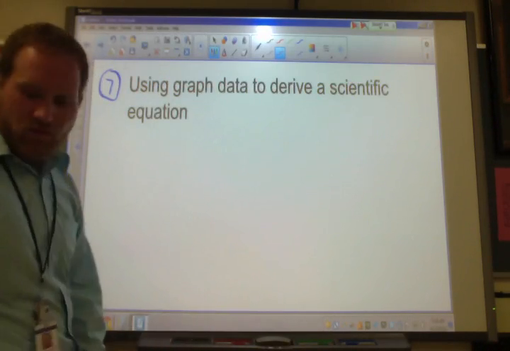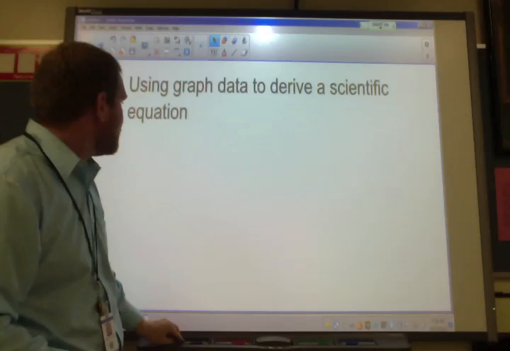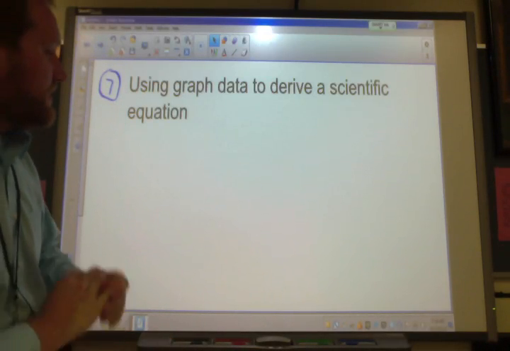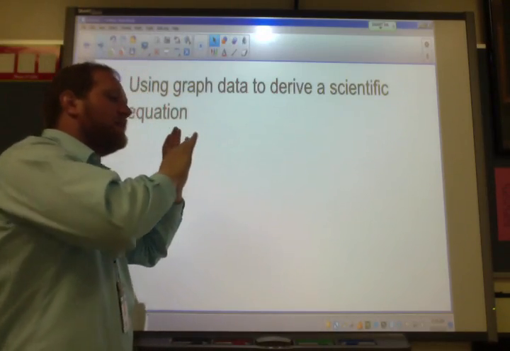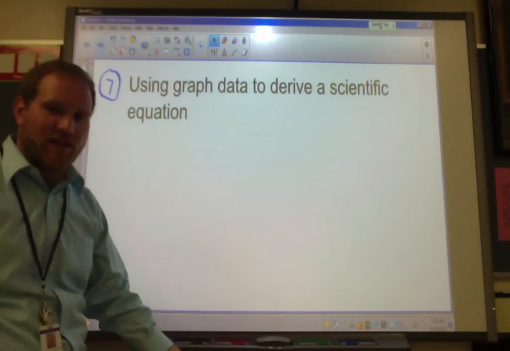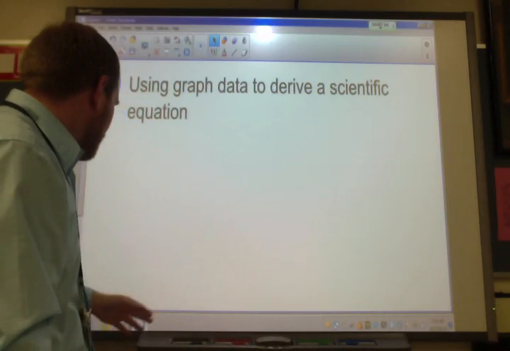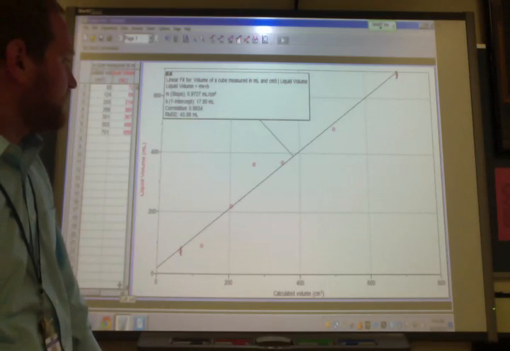All right. Number 7, using graph data to derive a scientific equation. Scientific equation, what we mean by that is taking what we learned in math class, like y equals mx plus b, and putting it in the context of a chemistry lab. We've done this once with our volume data. We'll do it plenty more times.